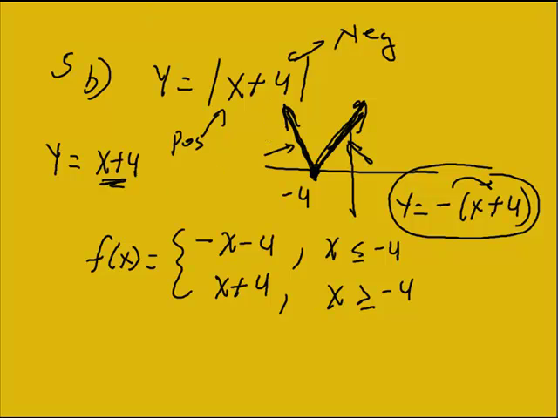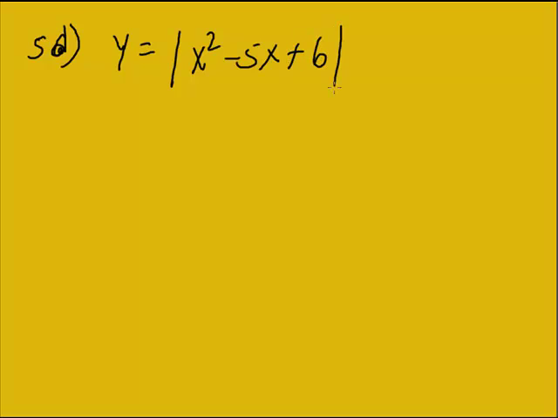Alright, that brings us to one more problem, then I'm done. So your notes are done after this problem. So tomorrow I'm just going to review in the class. This is 5d, so if you have any questions, I will answer those for you tomorrow. Y is equal to the absolute value of x squared minus 5x plus 6.